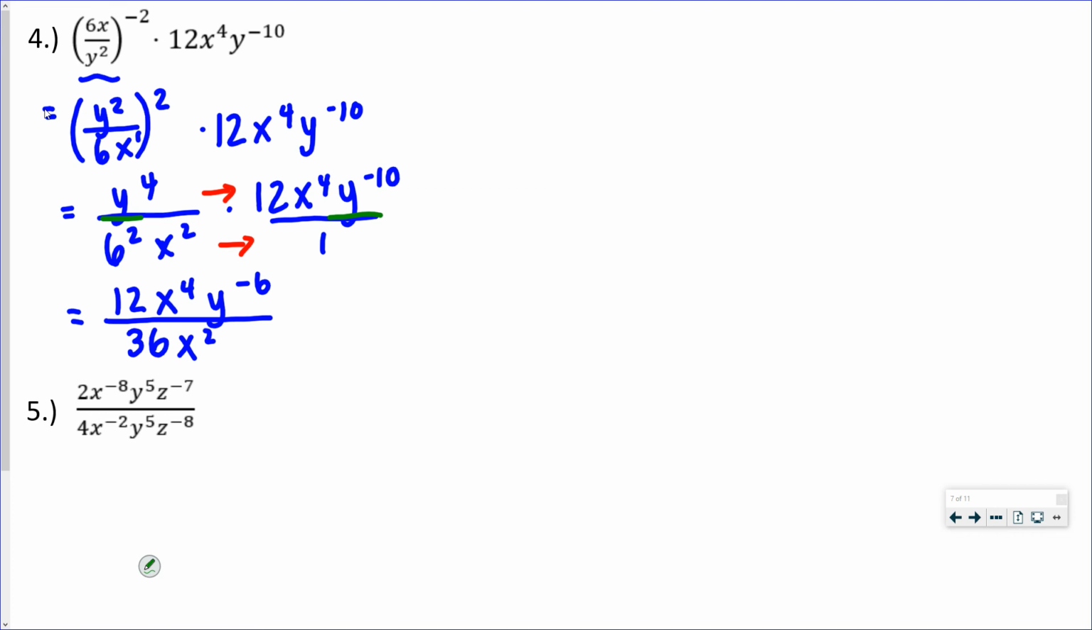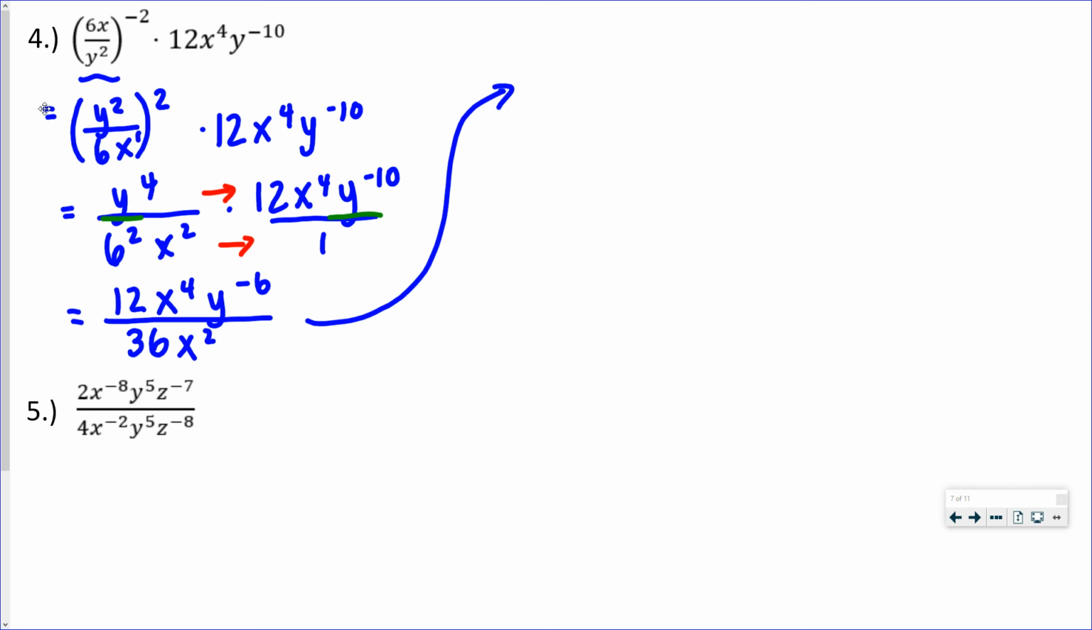This time there's 3 reasons. We're not done. There are 3 reasons why this is not simplified. Somebody give me one of the 3 reasons I'm thinking of. Brayden. The x is in the numerator and denominator. I have 2 x's. Good. We need to fix that. What's another thing I need to fix? Negative exponent. Good. Last one.